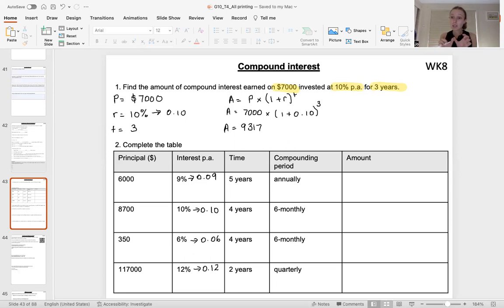So that means that my interest per annum needs to be split among the 2 sets of 6 months in a year. 0.10 divided by 2 is going to be 0.05. The next one's also done 6 monthly. I'll have to go the rate that's per year divided by 2 because it happens twice a year. That's going to be 0.03. And the last one's done quarterly. There are 4 quarters in a year. That makes sense. Quarters are out of 4. So I'm going to divide my annual rate by 4.